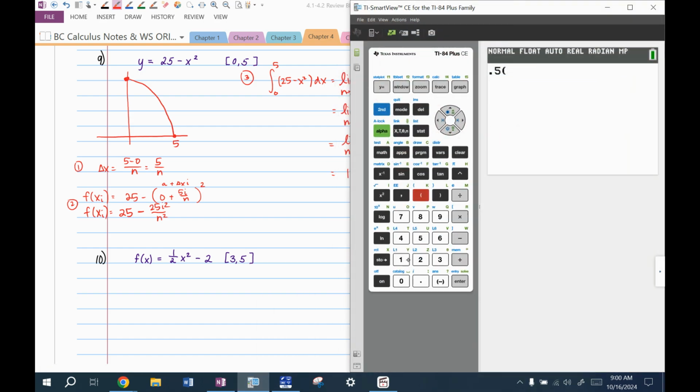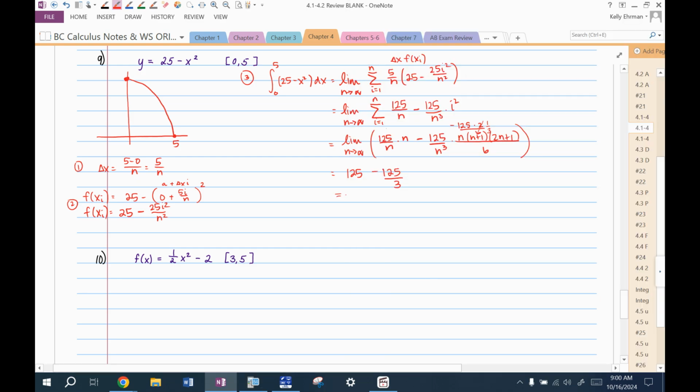And just to continue with our decimal approximations, so that's 125 minus 125 over 3. If you were keeping in full fractions, you would just do 2/3 times 125. You could do it that way. So it's 83.3 repeating. And I'm not putting an approximation symbol on that because this is the actual area between 0 and 5, between this curve and the x-axis. So that is the final answer.